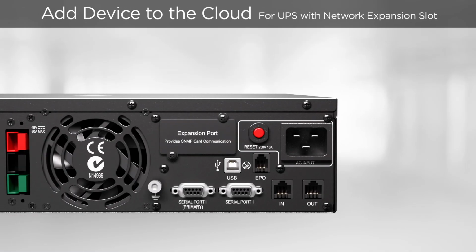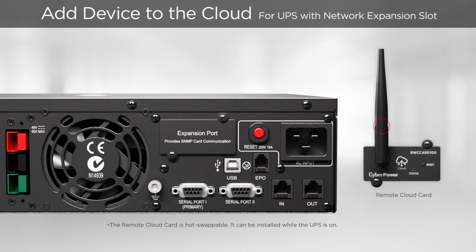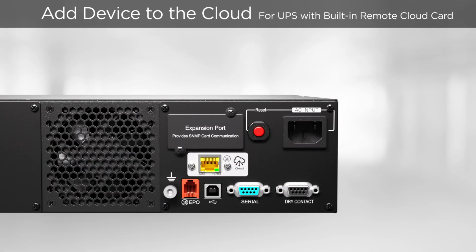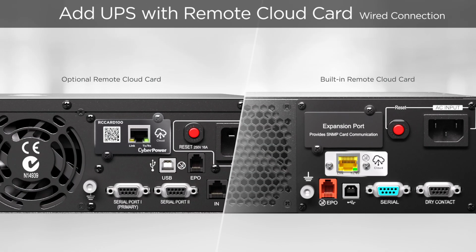To add the UPS to the system through Remote Cloud Card, you can choose to install either a wired or wireless version of this card. Alternatively, you may also use the built-in Remote Cloud Card that comes with the UPS. To use the wired connection card, first, connect it to a working network with internet accessibility. The yellow LED will turn on.